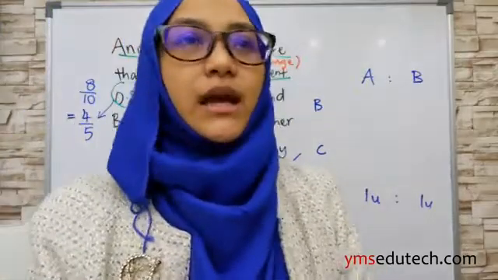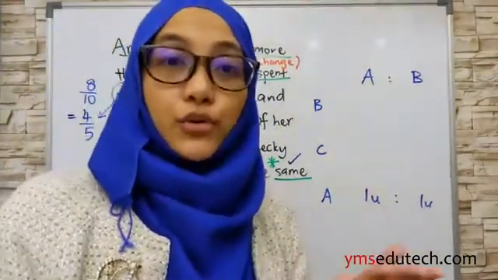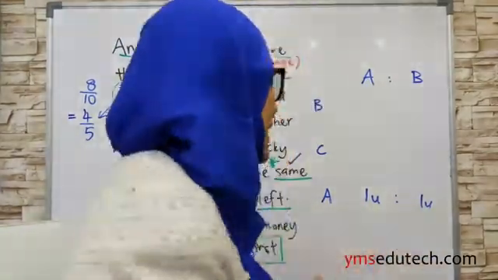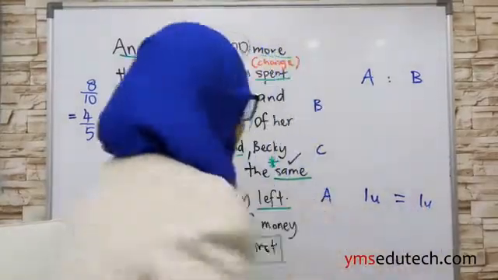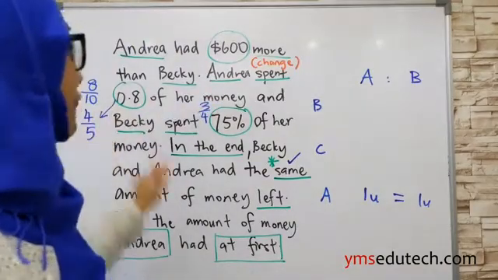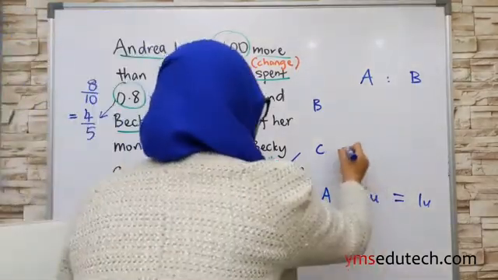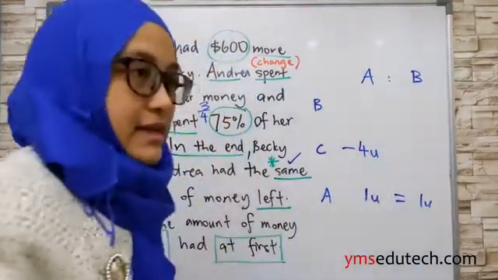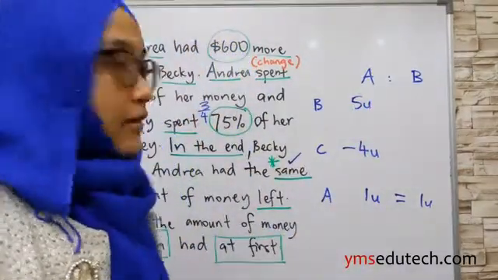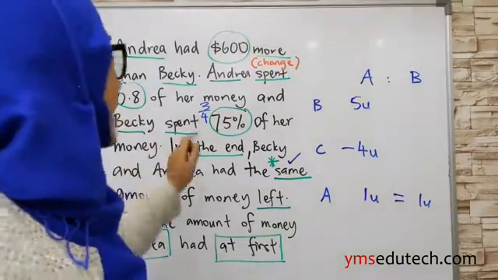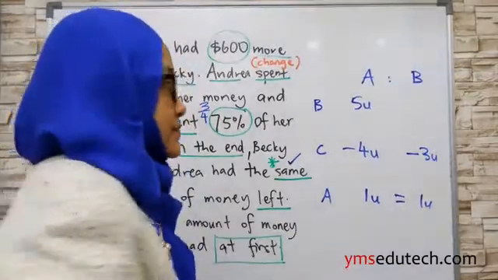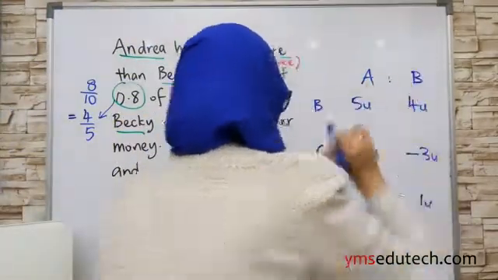Some students ask me, but teacher, can I put 2 units? Yes, you can put 2 units. If you put 2 units for Andrea, you must also put 2 units for Becky, because in the end, these two are equal. Okay, so now we work backwards. Andrea spent 4/5 of her money. So the change for Andrea was 4 units. So at first, Andrea had 5 units. Then Becky spent 3/4. So the change involved for Becky was 3 units. So at first, Becky had 4 units.